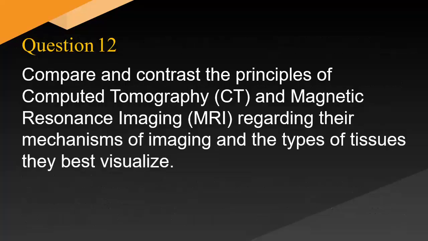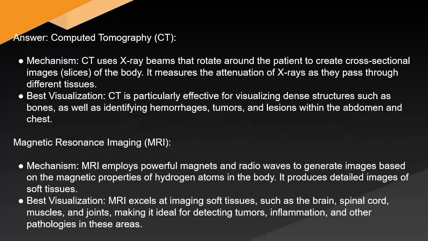Compare and contrast the principles of computed tomography, CT, and magnetic resonance imaging regarding their mechanisms of imaging and the types of tissues they best visualize. Answer: computed tomography, CT. Mechanism. CT uses X-ray beams that rotate around the patient to create cross-sectional images, slices of the body. It measures the attenuation of X-rays as they pass through different tissues.